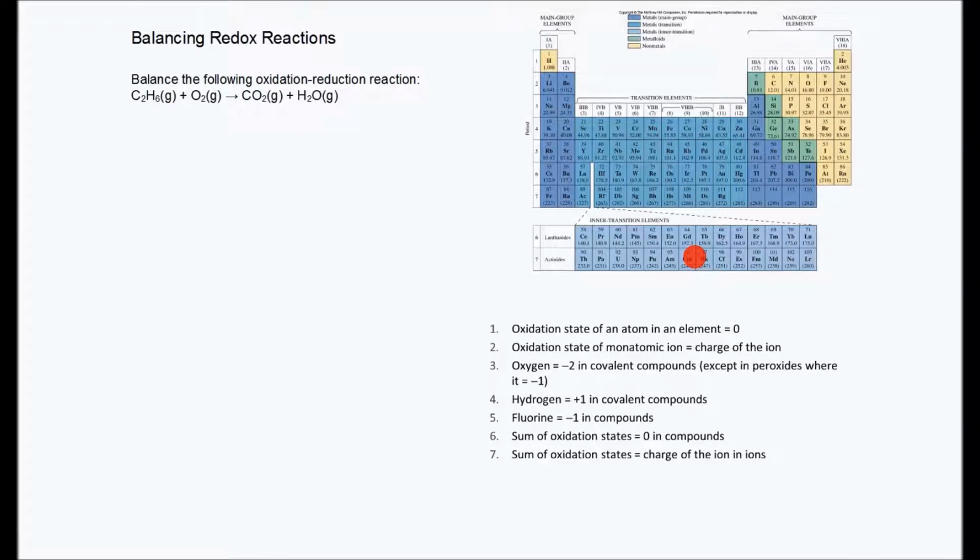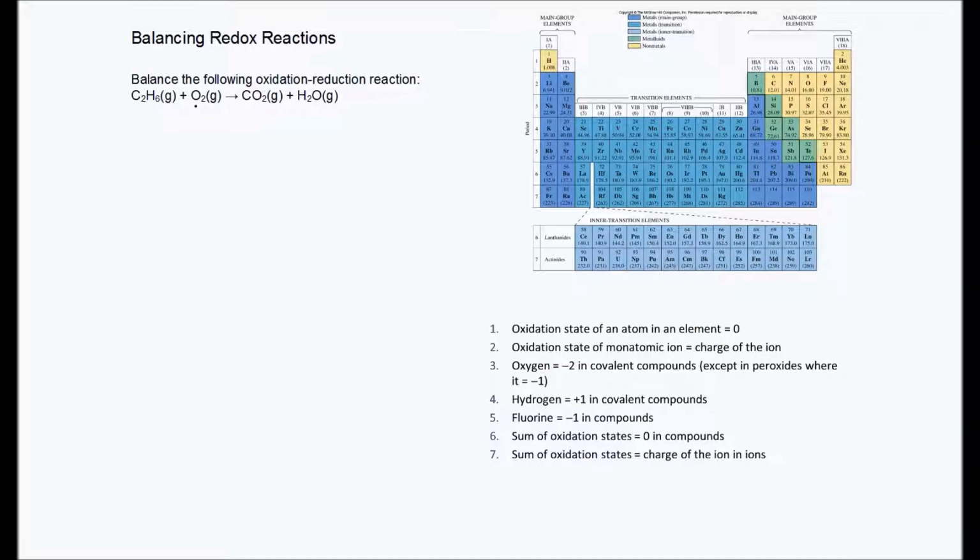Balance the following oxidation-reduction reaction. C2H6 gas plus O2 gas makes CO2 gas and H2O gas. So, how do I do this? Well, the first step is to assign an oxidation state to each of the elements in this reaction. And I have in the lower right corner of the screen the rules for oxidation state assignment.